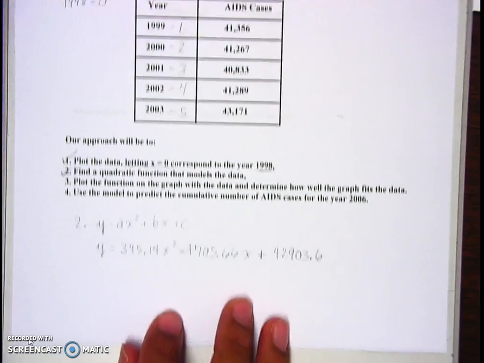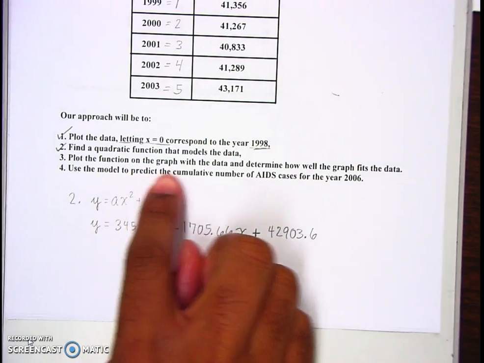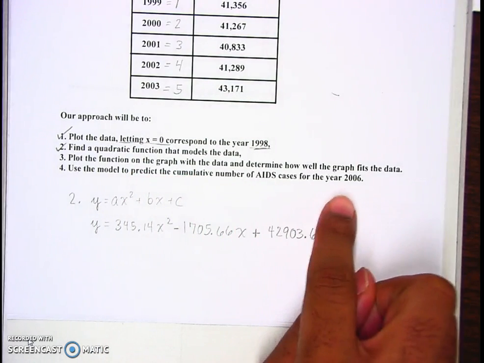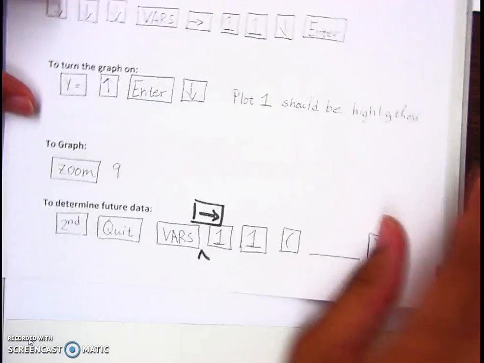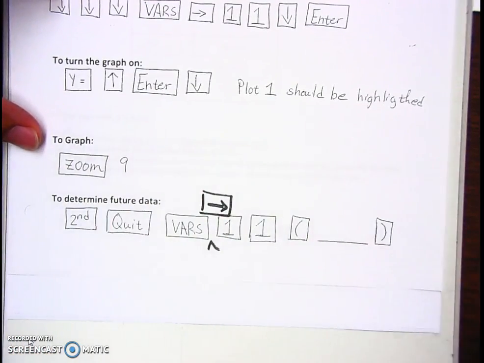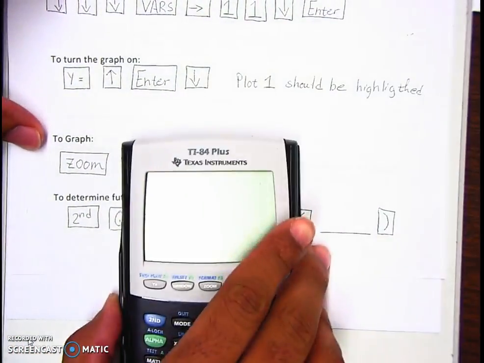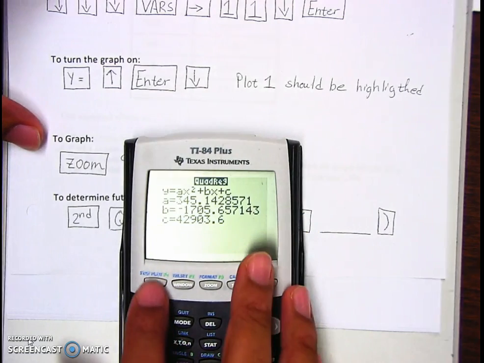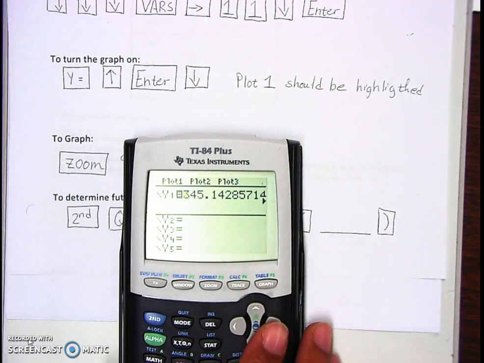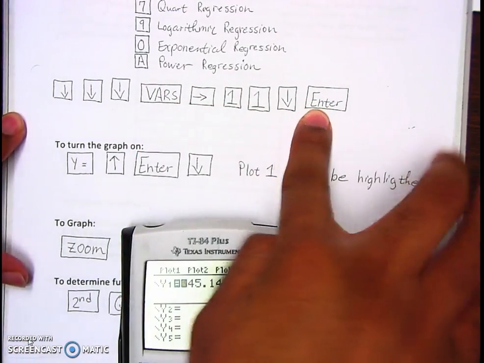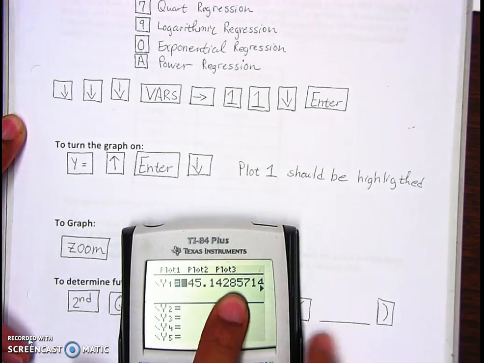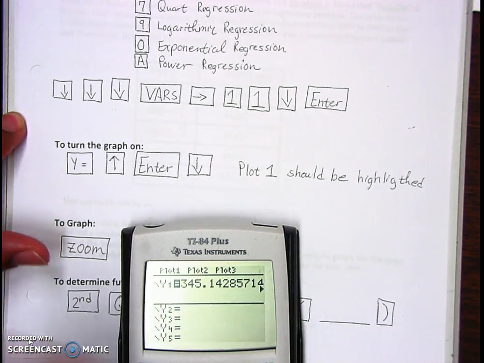Number 3 says to plot the function on the graph with the data and determine how well the graph fits the data. So here, we're going to hit Y equals. And if you did the VARS, this part here, down, down, down, VARS, right like that, your equation is right here. If you did not do it, you have no equation.